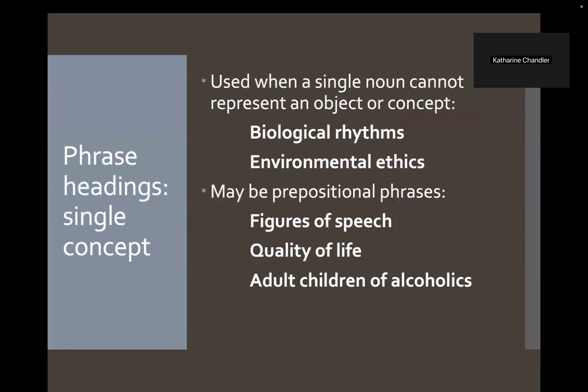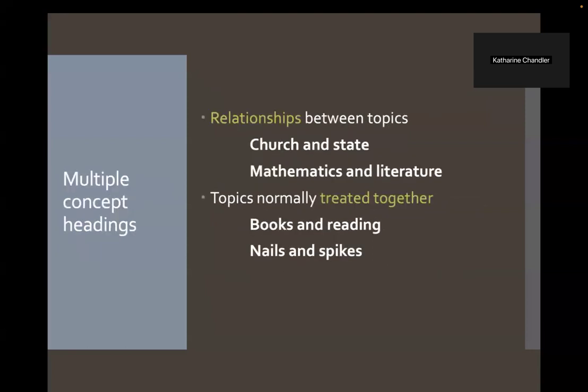Used when a single noun cannot represent an object or concept, biological rhythms and environmental ethics may be prepositional phrases, figures of speech, quality of life, or adult children of alcoholics. Relationships between topics, like church and state, mathematics and literature, or topics normally treated together, like books and reading or nails and spikes, are basically multiple concept headings.